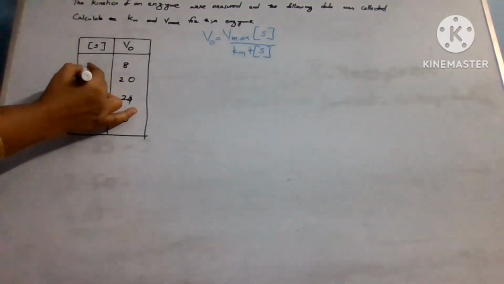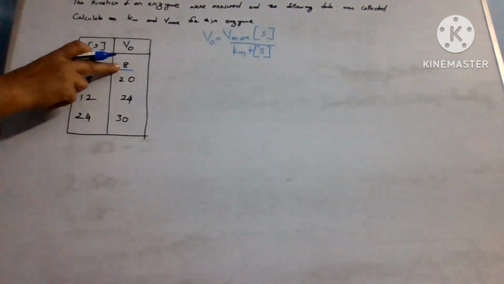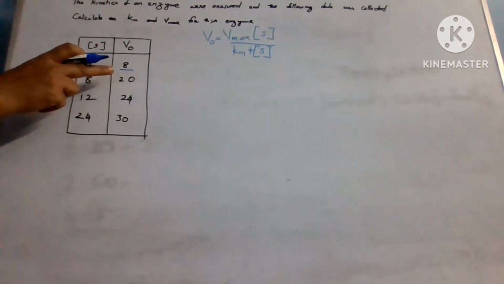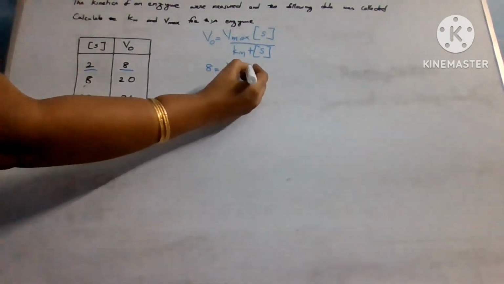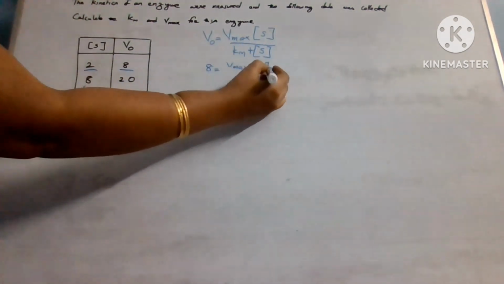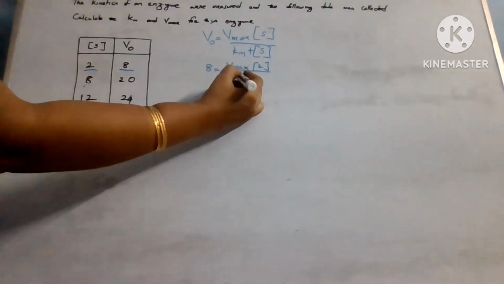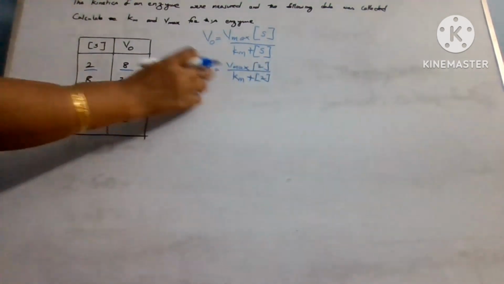Now let us substitute the given values in this particular equation. If you take S, the substrate concentration, it is 2. The corresponding V0 for this substrate concentration is 8. So 8 is equal to Vmax, we don't know, we need to calculate. Substrate concentration is 2. Km we also have to calculate, and S is equal to 2.